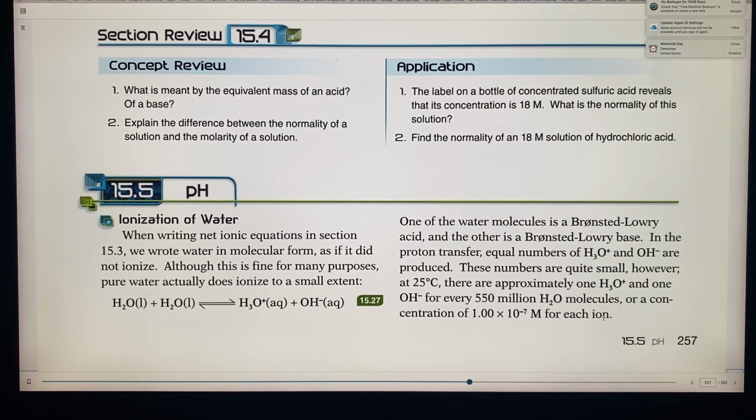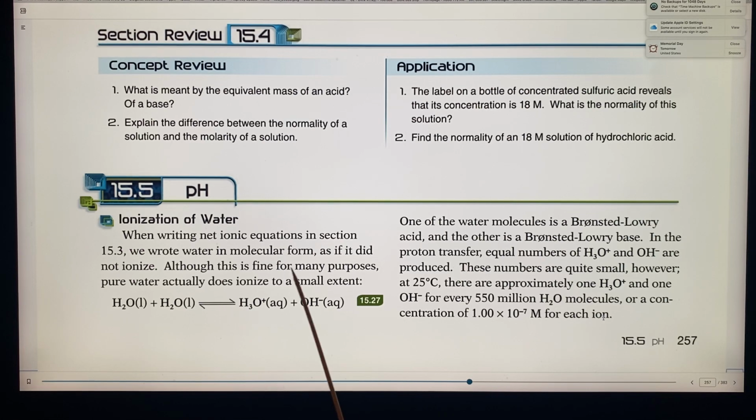And what is the percentage of that though? It's not very much. In the proton transfer, equal numbers are produced, and these are very small amounts. There is approximately one H3O and one OH in every 550 million molecules of water. Or the concentration is 1.00 times 10 to the negative 7th for each ion, each mole of each ion.